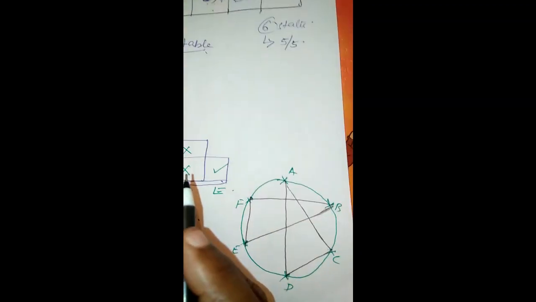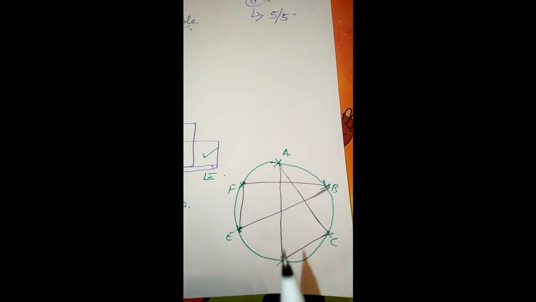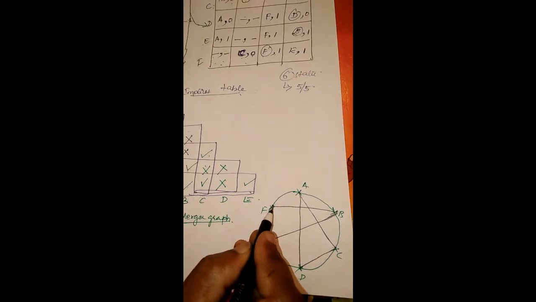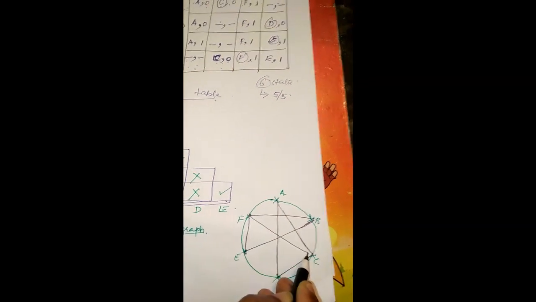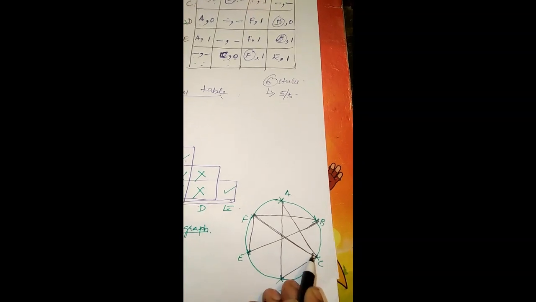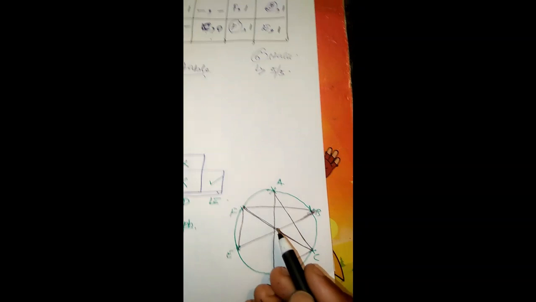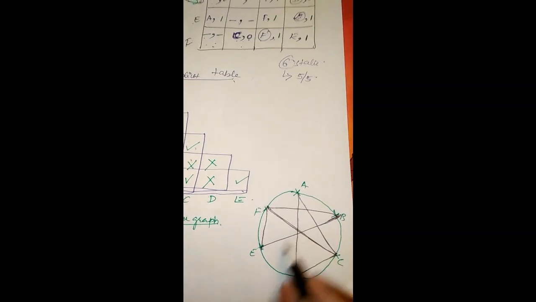So 1, 2, 3, 4, 5, 6. And CF, there is a CF, C and F, there's a tick, so I'll have to draw the line here. So these are my connecting lines for all the tick marks. This is how you draw the merger graph.